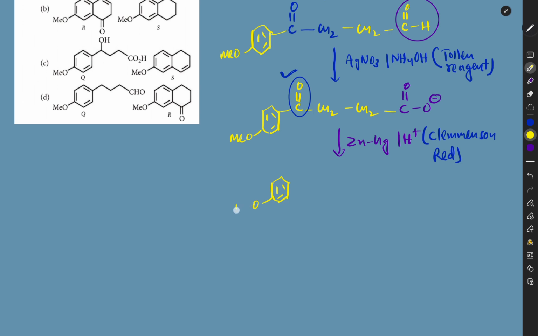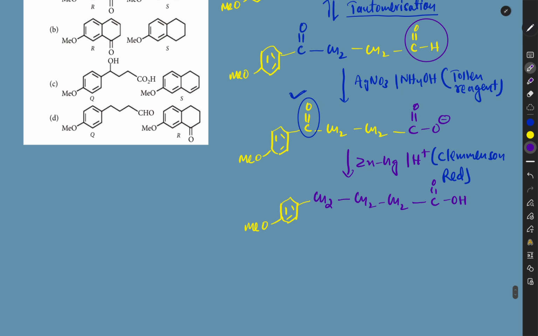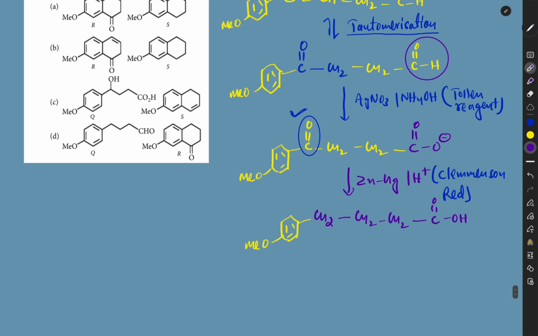So we'll have OMe, and then this carbon center will get reduced to CH2, and then again CH2, and this carboxylate ion. Since in Clemmensen reduction we are using HCl as well, this carboxylate ion will get protonated and converted into carboxylic acid. So this will be the final product of this Clemmensen reduction.